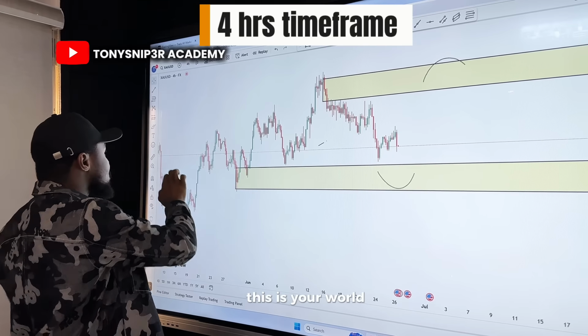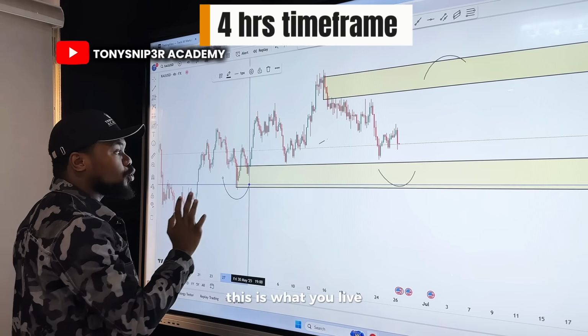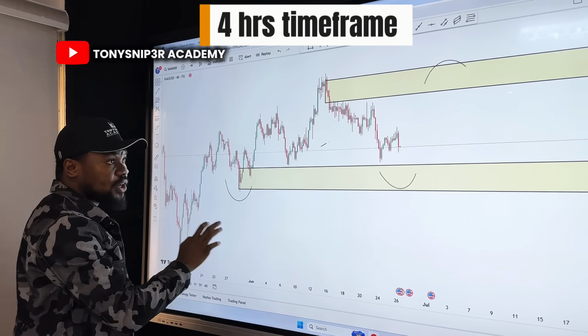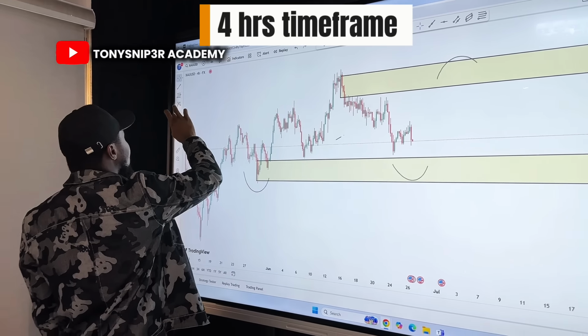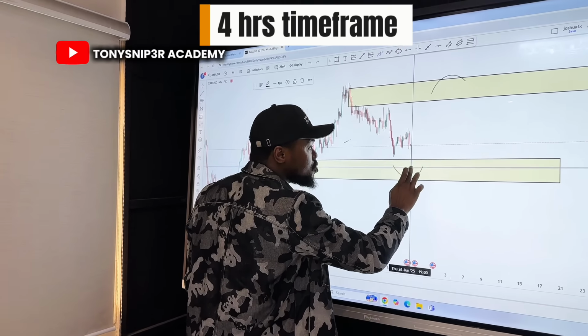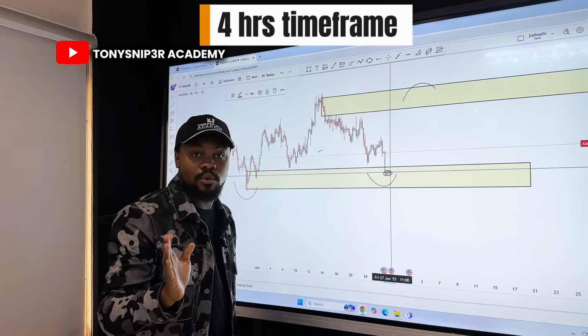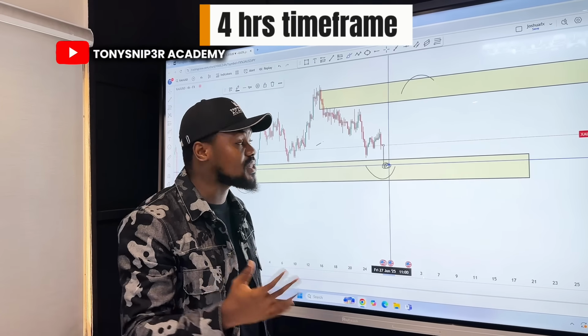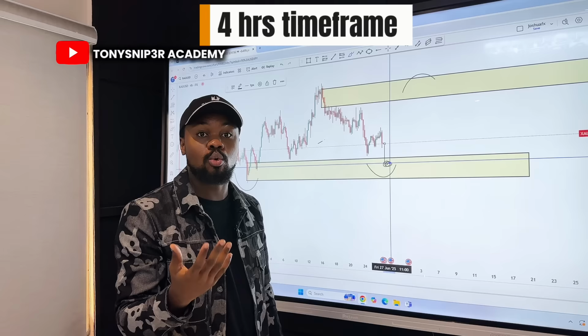Now, this is your what? This is your key level on your 4 hour time frame. Okay, this is your key level on your 4 hour time frame. Meaning, if this market should come into this zone here, you want to wait for what? You want to wait for candle closure to see if that key level would hold the market.